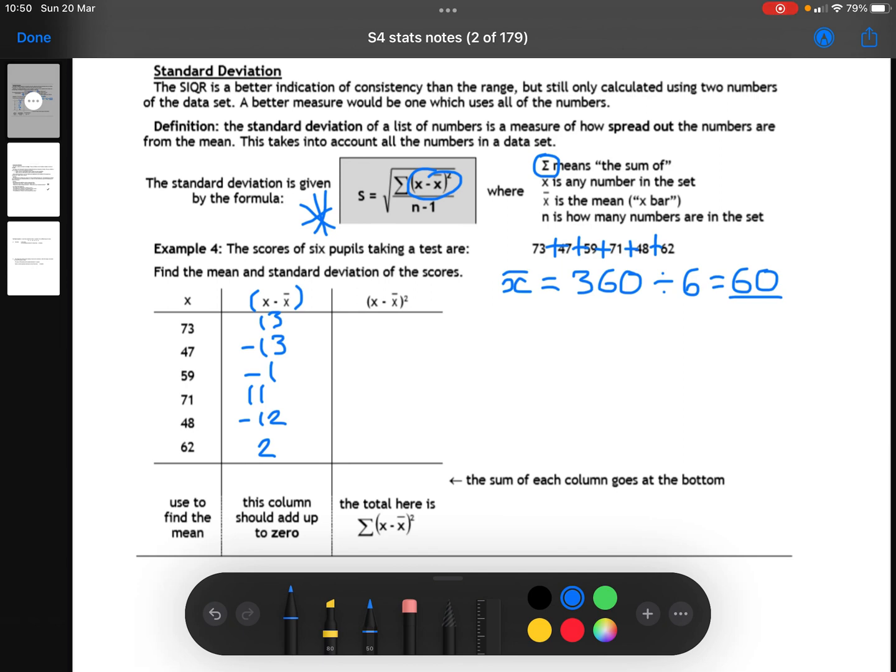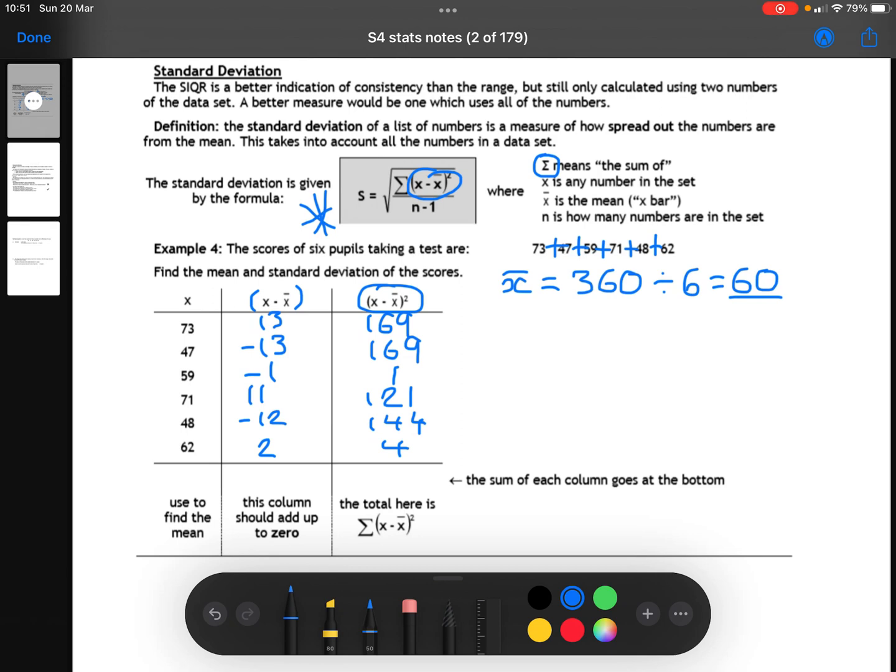Okay. Our next step then is to complete the third column, which is where we have to square each of the values we have calculated in the middle column. So that's x minus x bar, which we've calculated in the middle, all squared. So we square that value. So we get 169, we get another 169, negative 1 squared is 1, 11 squared is 121, negative 12 squared is 144, and 2 squared being 4. Okay, so we fill in those values. Mine's a little bit more squished just because of the nature of writing on the iPad at the moment. But once we've calculated them all, we've got to simply add them together.